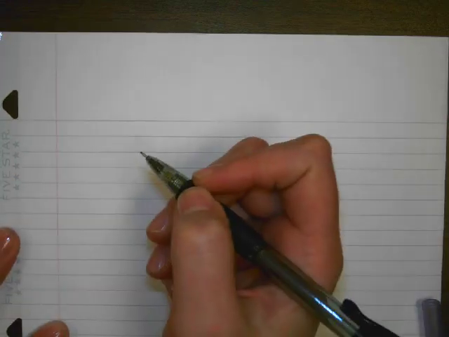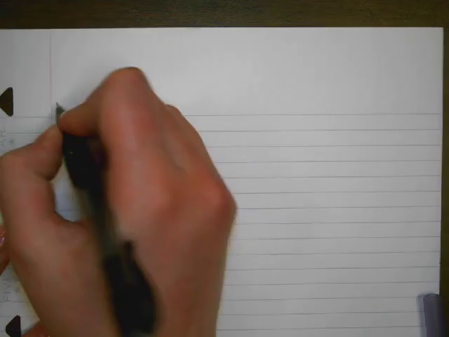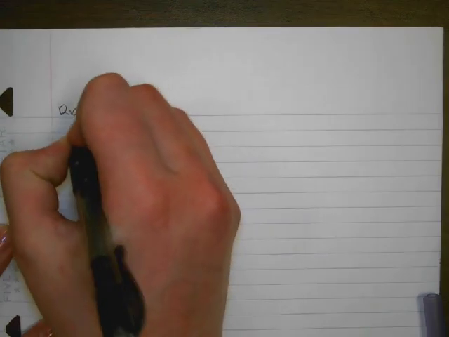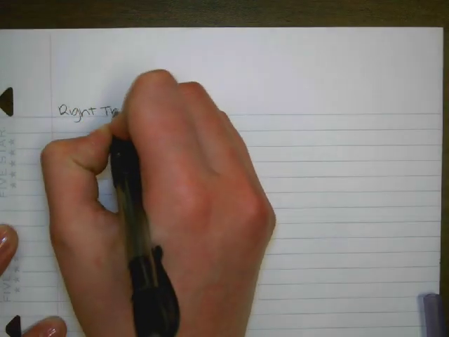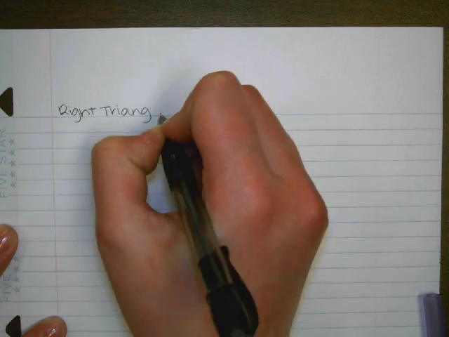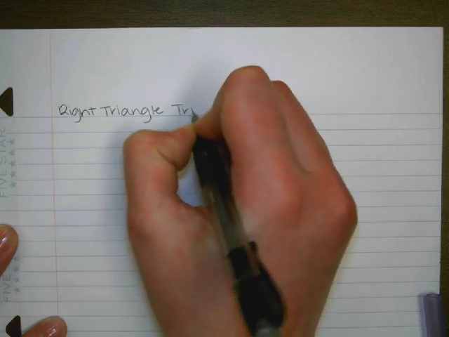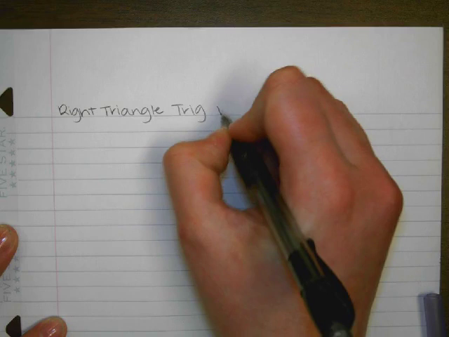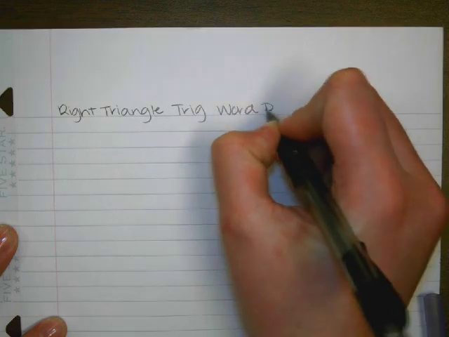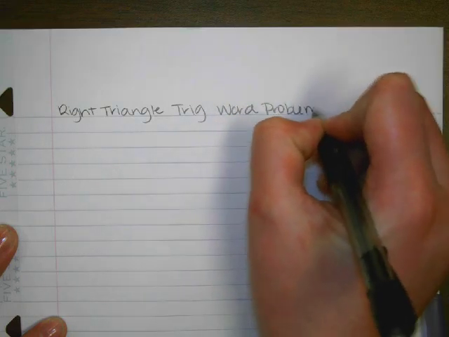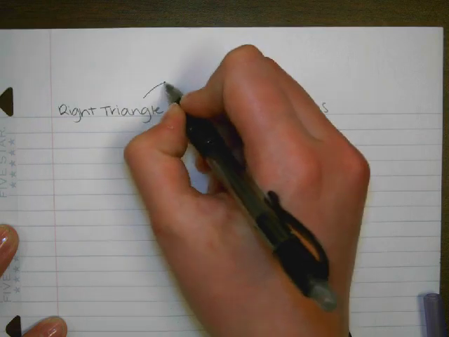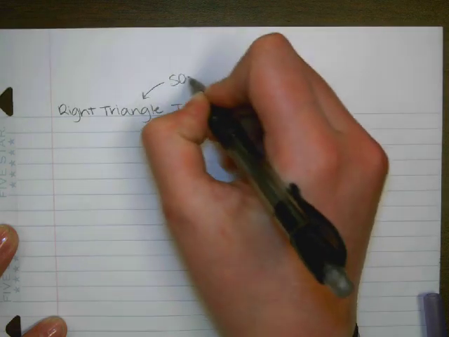All right, this video is on right triangle trig word problems. So when I say right triangle trig, what I'm referring to is SOHCAHTOA. So right triangle trig.